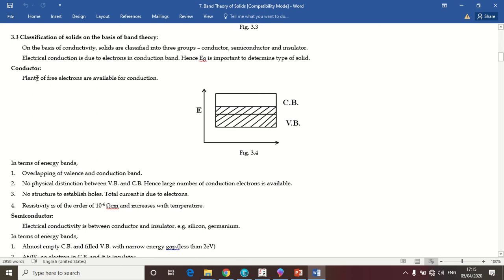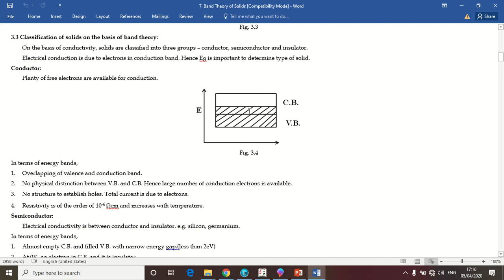As we know, conductors are the materials that conduct electricity and heat. For conductors, plenty of free electrons are available for conduction. Now why is this so? Because valence band and conduction band are overlapped with each other. There is no band gap between them. The energy levels of conduction band and valence band overlap, and therefore electrons in higher energy levels of valence band easily get excited to the conduction band by absorbing thermal energy, and therefore there are plenty of free electrons available.